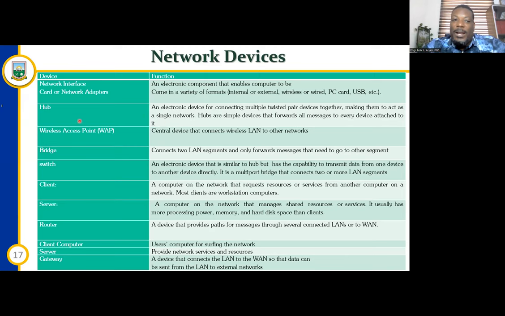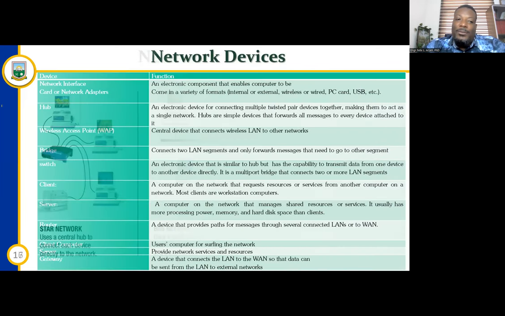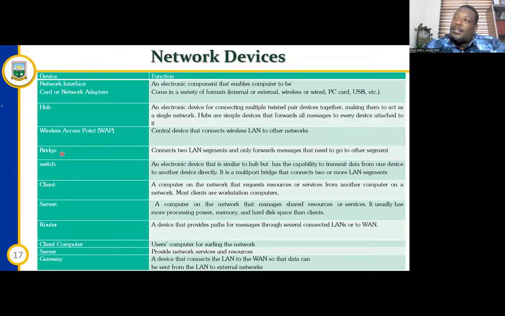Now we have a hub, and we have a WAP. The hub here is just like what we call a switch. There is a difference between a hub and a switch. Usually, if you see the hub and you see a switch, if you don't take care, you might not be able to know the difference. And the hub most times is not being used now, but of course, some institutions also have the hub. The hub is also an electronic device for connecting multiple twisted pair devices together, making them act as a single network.